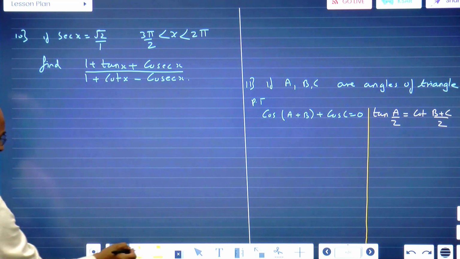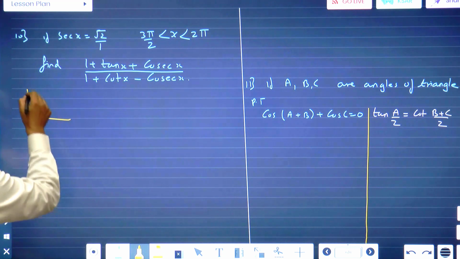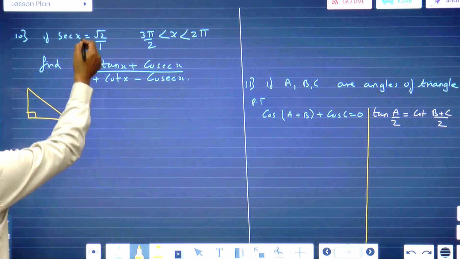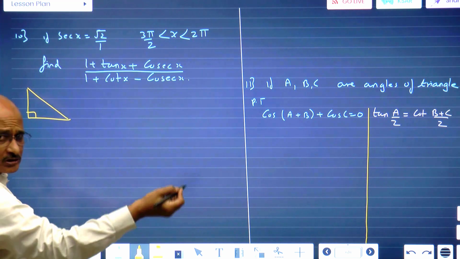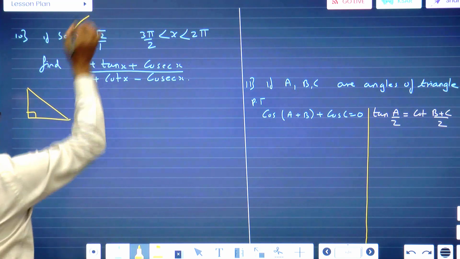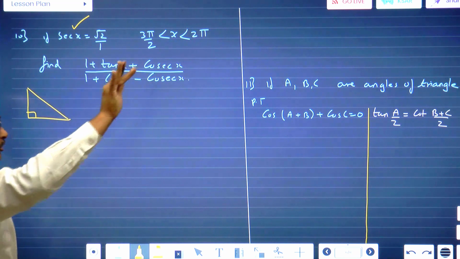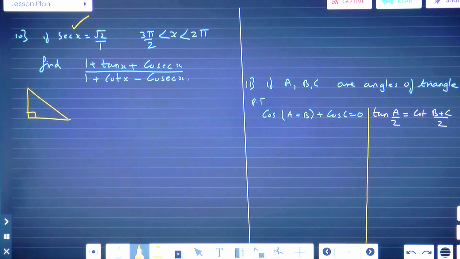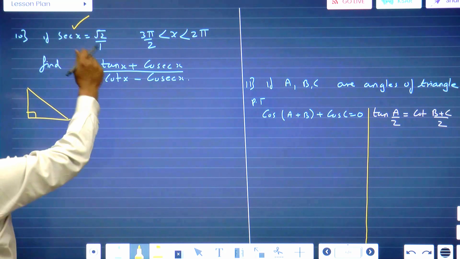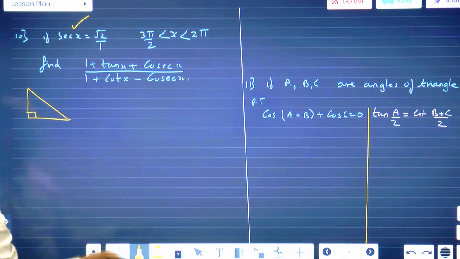So, draw a right angle triangle, guys. Don't think anything, just draw a right angle triangle. Sec is reverse of cos. I told you, when some value of trigonometry is given to you, don't think anything, just draw a right angle triangle and work out. So, sec x is root 2 upon 1. It is reverse of cos.